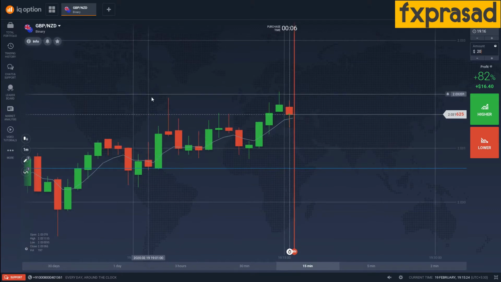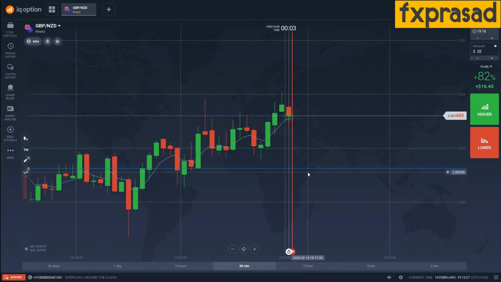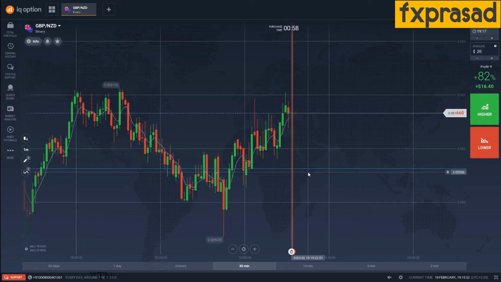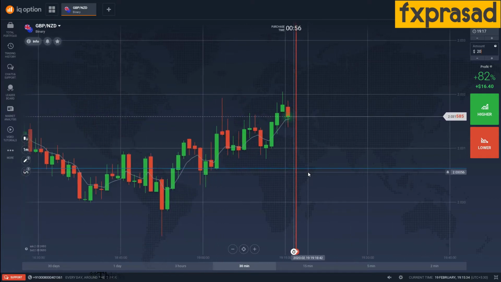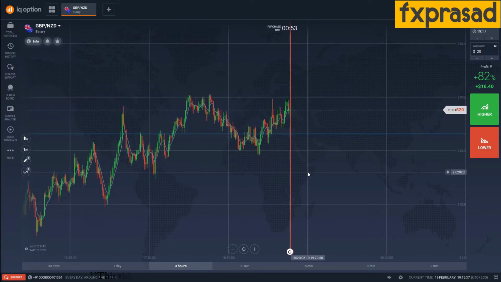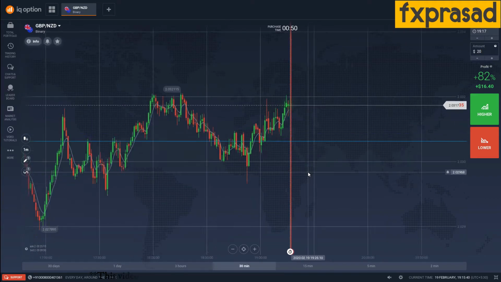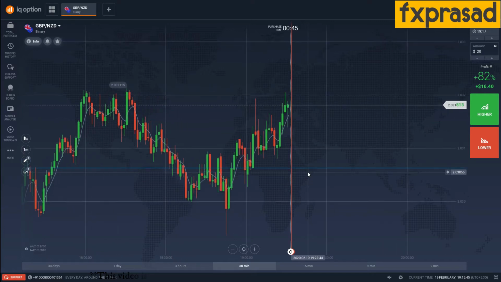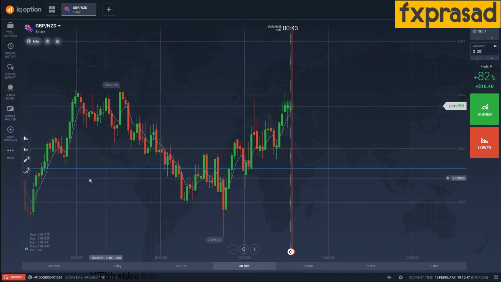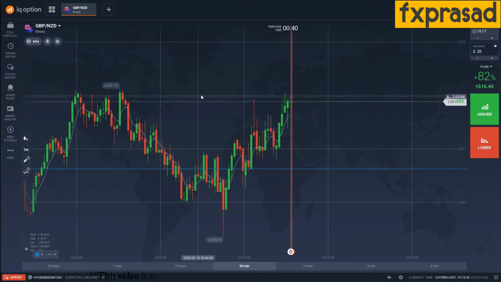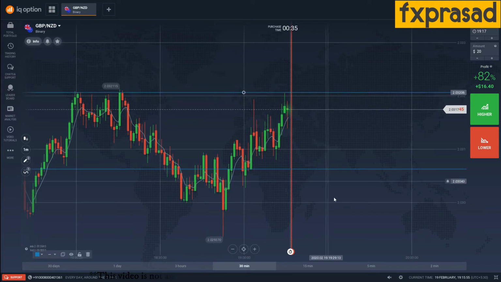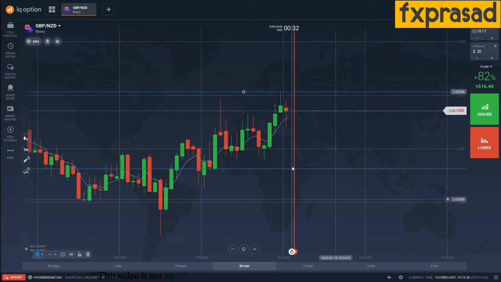The pair is GBP NZD. Right now the market's major trend is uptrend, minor trend also uptrend. Right now the market is at the level. The market will go up to this level. Already the market has reversed from the previous candle.